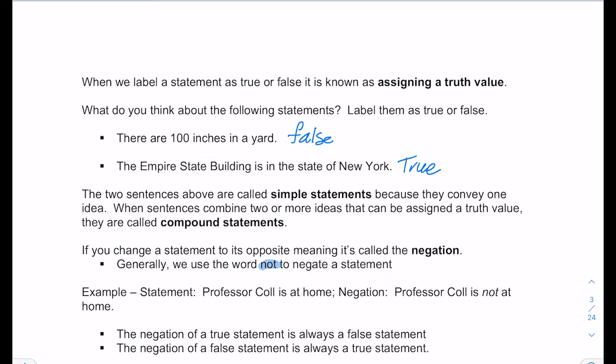So if the statement is Professor Cole is at home, the negation would be Professor Cole is not at home. When you negate a true statement, it automatically becomes false. When you negate a false statement, it will automatically become true because they're opposites.